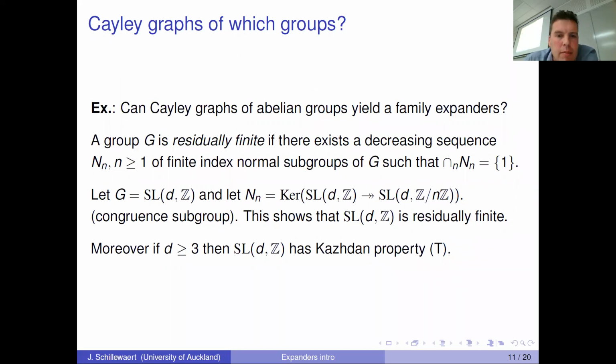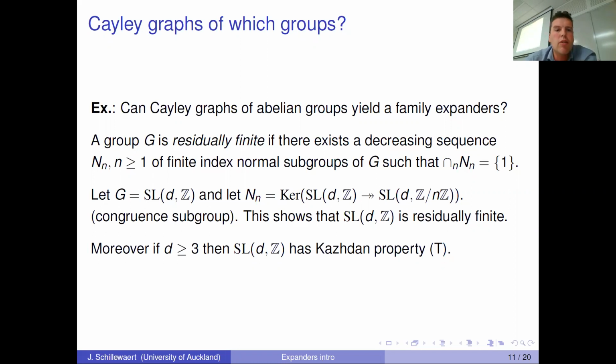Well, maybe you want to use abelian groups. So the question is, if you put in abelian groups, would it be possible to get a family of expanders? That's an exercise for you. Given that I'm going to use non-abelian groups in a minute, this will give you an inkling as to what the answer is. And for that, I need more complicated groups.